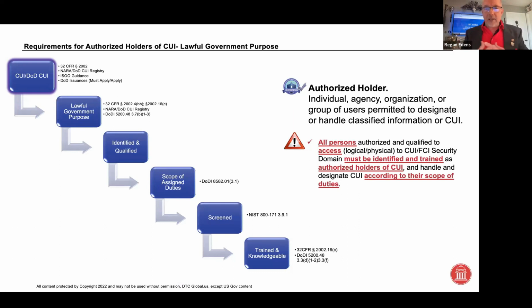Now, I am not allowed to access CUI, nor are you, unless you are an authorized holder. That means you are permitted to access and handle CUI, right? The reason for that is because it is within the scope of your duties, and because it is in relationship to the lawful government purpose. It is because you have been identified as an authorized holder, and you are eligible and qualified, you have met those qualifications and eligibility requirements, and that handling is within the scope of your duties, as I mentioned previously. That's because DoD policy requires that, and that you have been screened and you are trained and knowledgeable about your responsibilities in handling CUI. If you do not meet all of these requirements, you are not eligible to be an authorized holder. You cannot be an authorized user within a network unless you're an authorized holder.